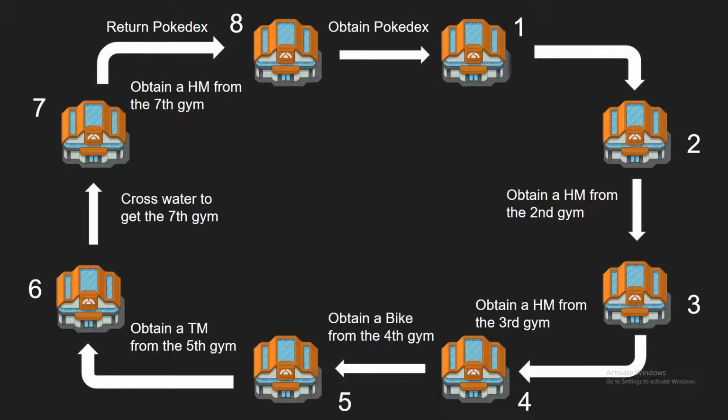You travel from gym to gym, collecting Pokémon, and once you beat the 2nd gym, you obtain an HM, and you obtain another one from beating the 3rd gym. After that, you beat the 4th gym and receive a bike. This will help you travel faster and more efficiently. After beating the 5th gym, you will get a TM, and continue on to your travels. You beat the 6th gym, and continue on your travel.